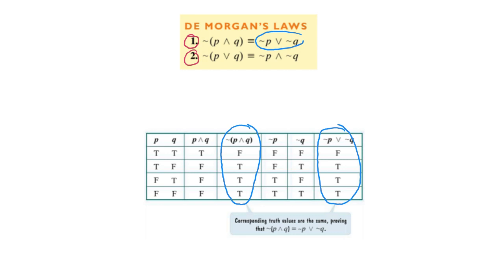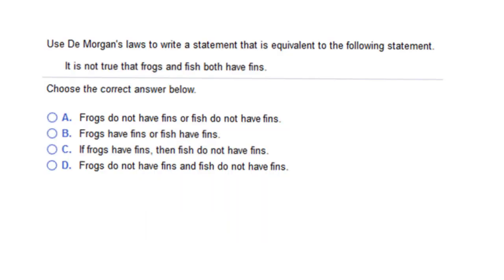So once again, they're proving number 1 by using a truth table. Use DeMorgan's laws to write a statement that is equivalent to the following statement. It is not true that frogs and fish both have fins. We had a statement similar to that earlier where it said, it is not true that both frogs and fish have fins. So I'm basically saying the same thing, just a little play on the words.